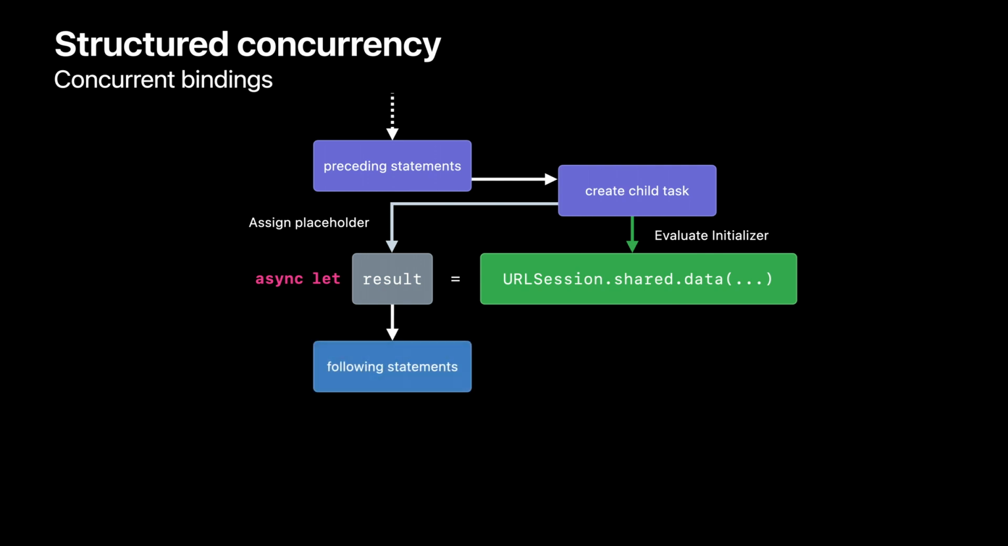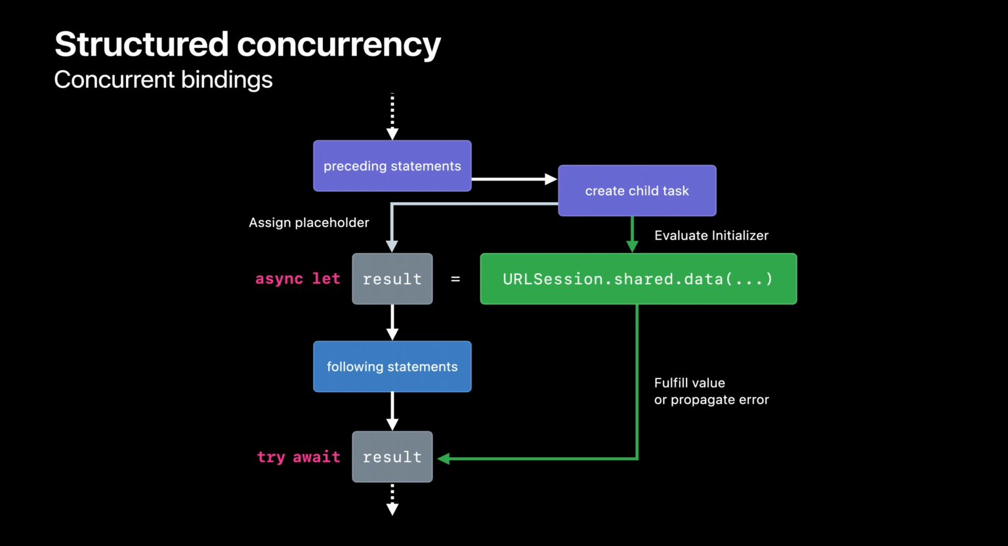While the data is being downloaded concurrently by the child, the parent task continues to execute the statements that follow the concurrent binding. But upon reaching an expression that needs the actual value of the result, the parent will await the completion of the child task, which will fulfill the placeholder for result. In this example, our call to URLSession could also throw an error. This means that awaiting the result might give us an error, so I need to write try to take care of it. And don't worry, reading the value of result again will not recompute its value.